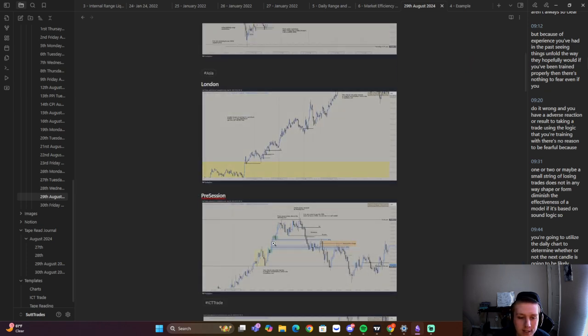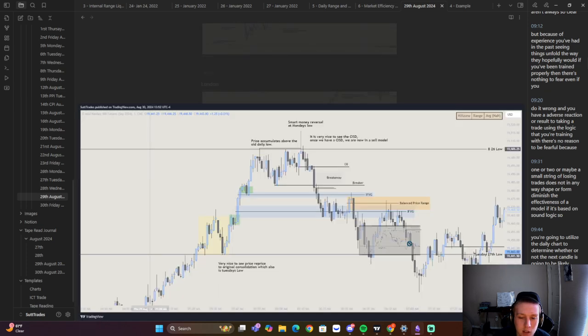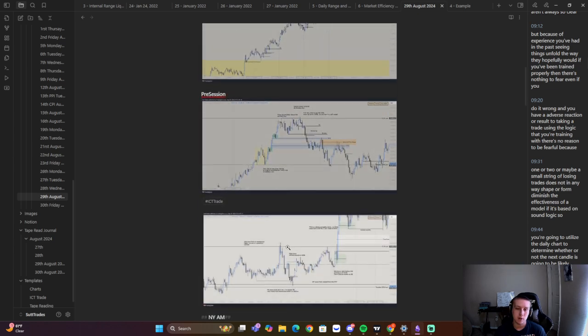And that was London session. Here's the pre-session. Here's the nice market maker model. He went over this, so this was very nice to see. Although for me, there really isn't any approachable entry here, and I don't really love this, but it is a good example, and it is very nice because he was talking about old daily lows, and then next thing you know, he does a live trading example of it. So here we have consolidation, manipulation, distribution.